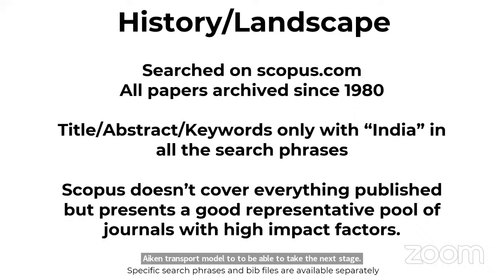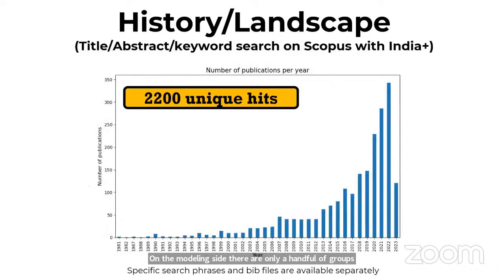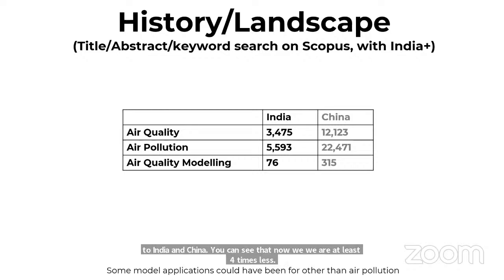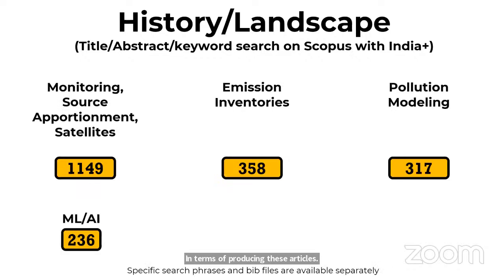So what we did is we did a quick landscape analysis of what kind of articles have been produced in India. This is again to make a case that we are not doing enough on the modeling side. There are only a handful of groups who are running these models, and that has to change. Very unique papers that we saw are about 220 unique hits. And that's expanding the number of articles on air quality in India, but not as much as it should. And very strict cuts on different topics, both for India and China. You can see that we are at least 4 times less in terms of producing these articles than in the other fields.